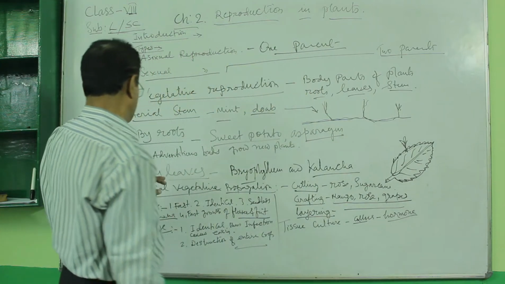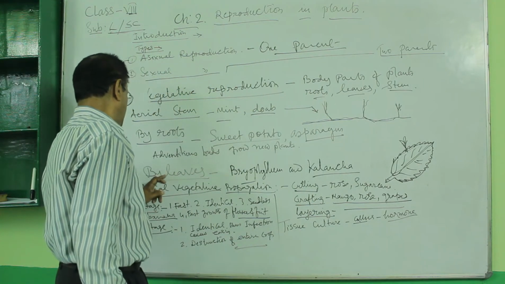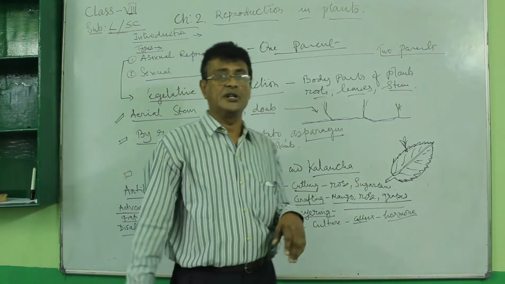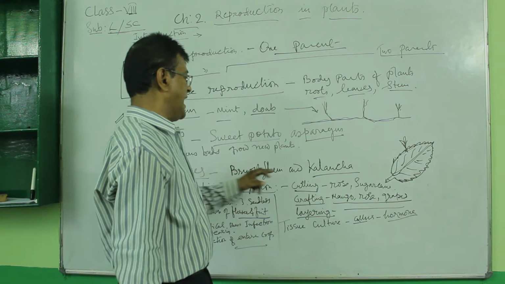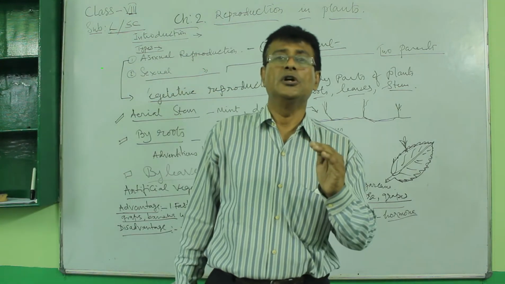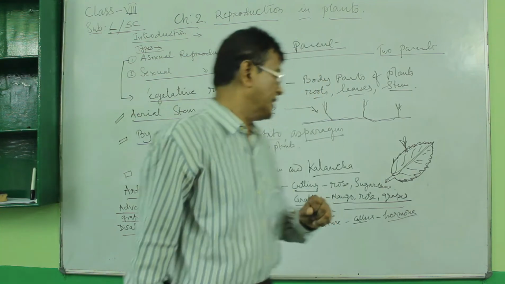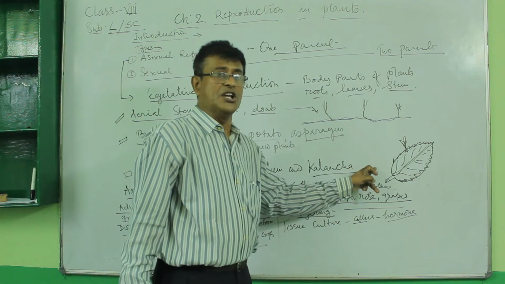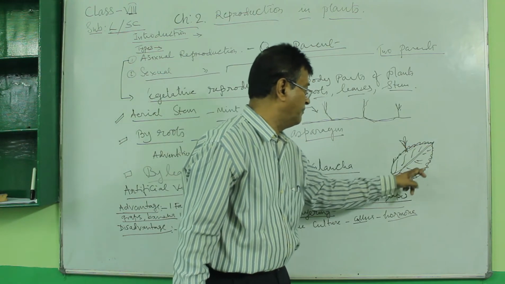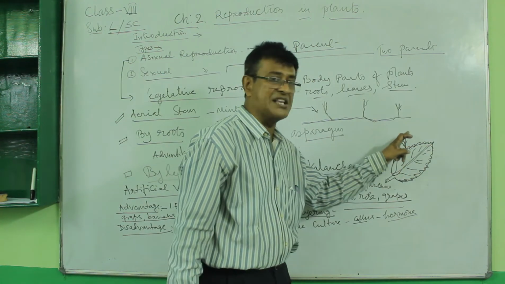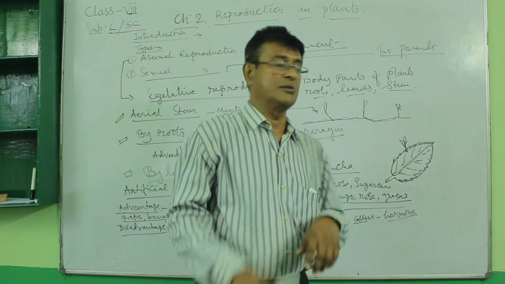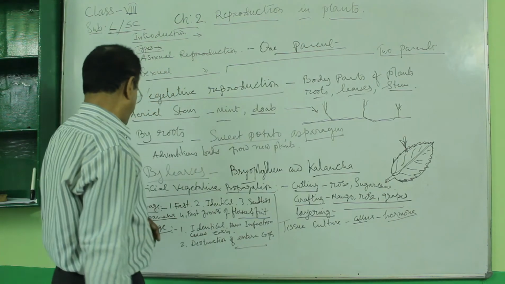Then there is vegetative reproduction by the leaves, in bryophyllum and kalanchoe. These are two kinds of plants which reproduce with the leaves. Here is the example of the bryophyllum leaf. You can see the margin of the bryophyllum leaf, which is known as the leaf blade. From there the plant arises at the veins. So this is reproduction by the leaves.